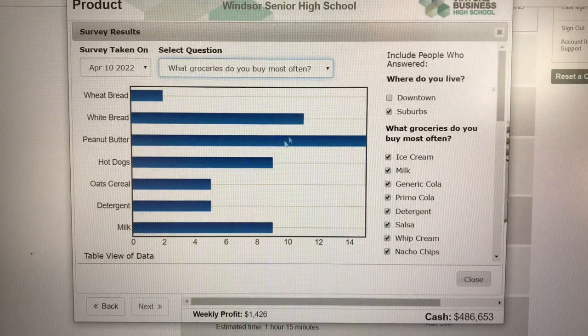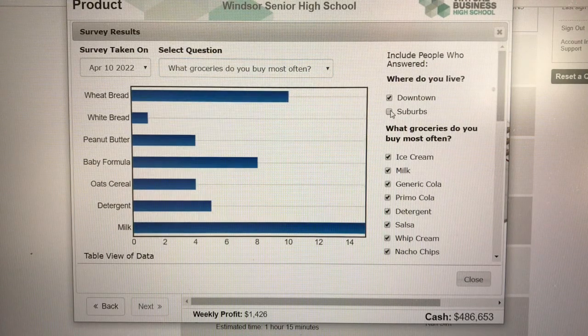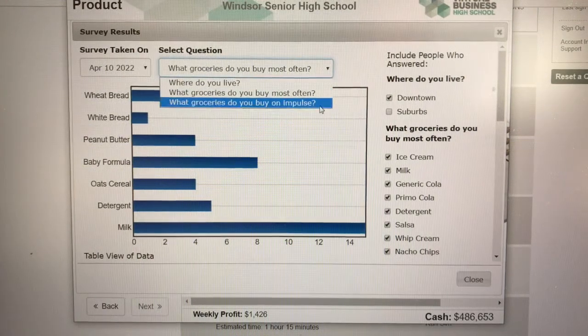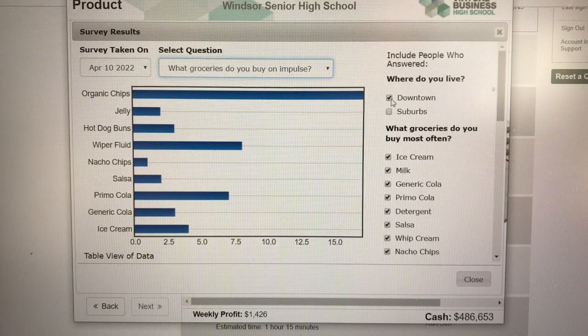Peanut butter, white bread, hot dogs, milk, and so forth. If I was to check downtown and see what they like, it changes. Milk, wheat bread, baby formula, peanut butter, oat cereal, detergent, and so forth. So they're purchased a little bit different. And then impulse buys, the downtown people really like the organic chips. So that means they're trying to eat a little healthier in the downtowns.